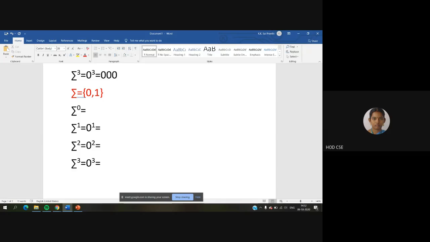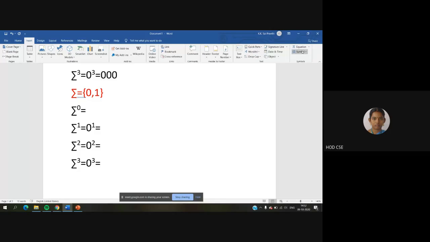Anything power 0 here is epsilon. Kindly understand, this is very important. Anything power 0 is called epsilon because power 0 means nothing is repeated. Nothing is repeated means epsilon will be produced. This is the empty length string, the 0 length string.